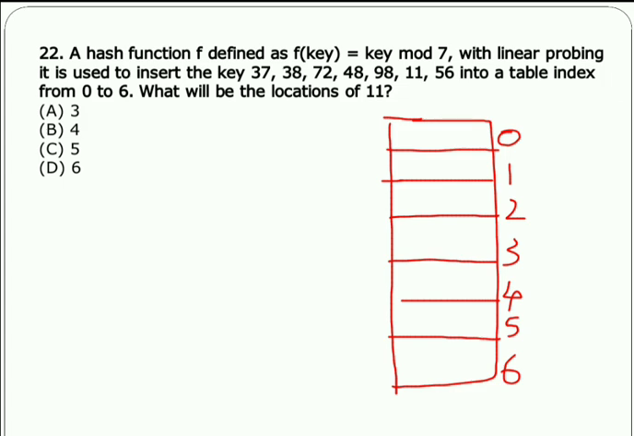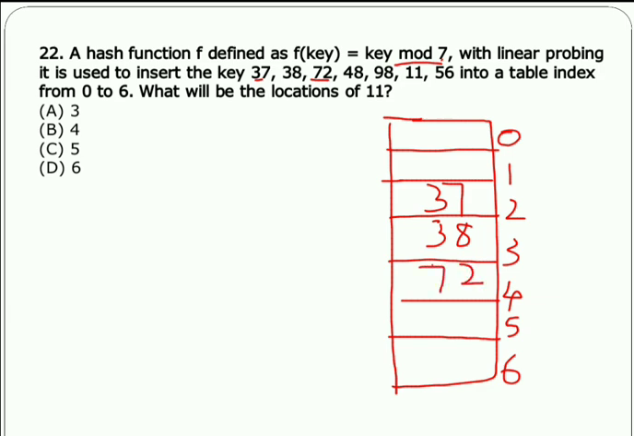So key mod 7, that is 37 mod 7. If you perform the mod operation here, 37 mod 7, the answer is 2. So it can be placed in 2. We know how to perform the modulus operation: we have to consider the remainder. So 37 by 7 means the remainder will be 2. So 37 is placed here, and 38 is placed in 3, since the remainder is 3, right? 38, and 72 is placed in the 4th location.